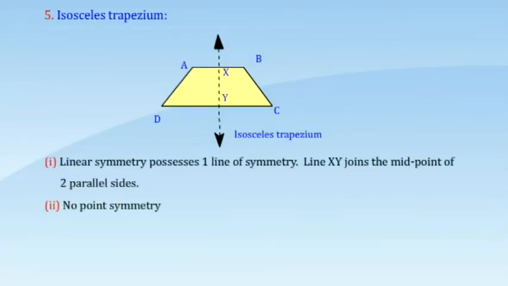Isosceles trapezium. Linear symmetry possesses one line of symmetry. Line XY joins the midpoint of two parallel sides. No point symmetry. No rotational symmetry.